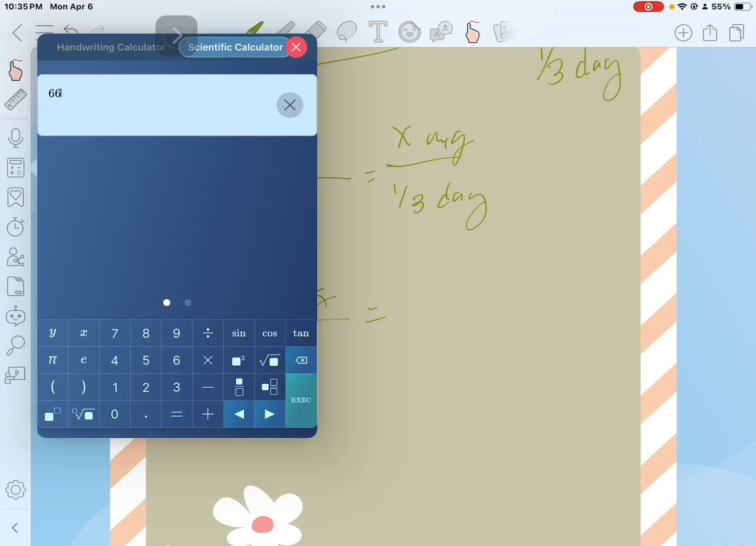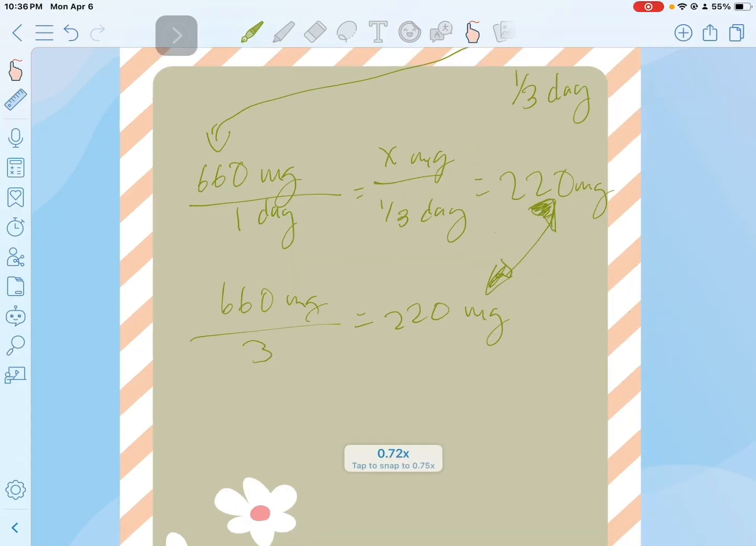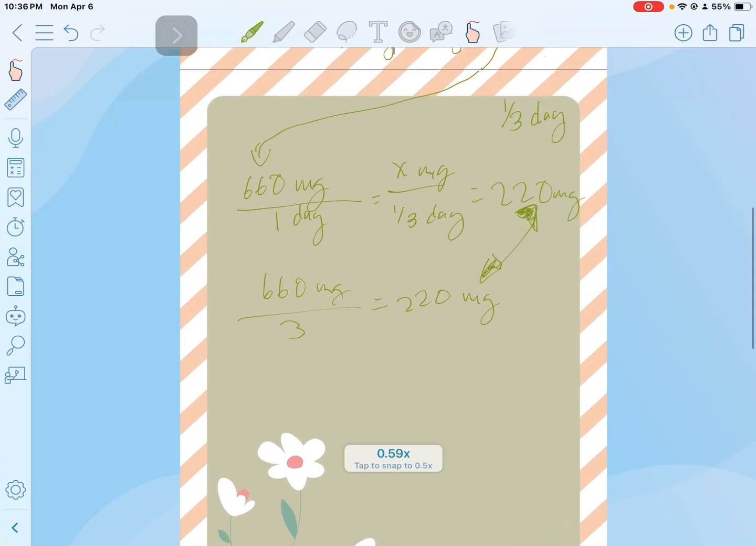So let's see, 660 divided by 3, which is 220 milligrams. And for this, remember, a fraction divided by a fraction is the same thing as multiplying it by its reciprocal. You do 220 milligrams, and it's the same, basically. So you get to the same answer in the end. So depending on what you want, you do that, but TID led us to 3.